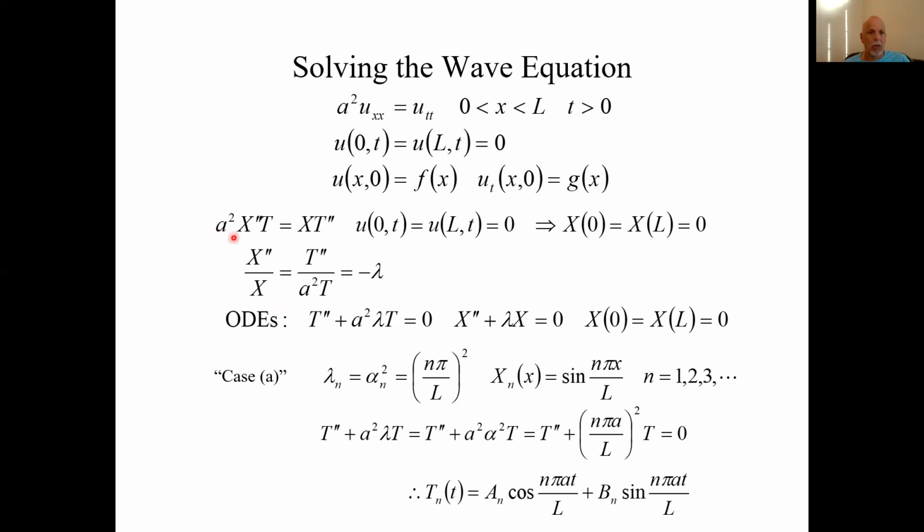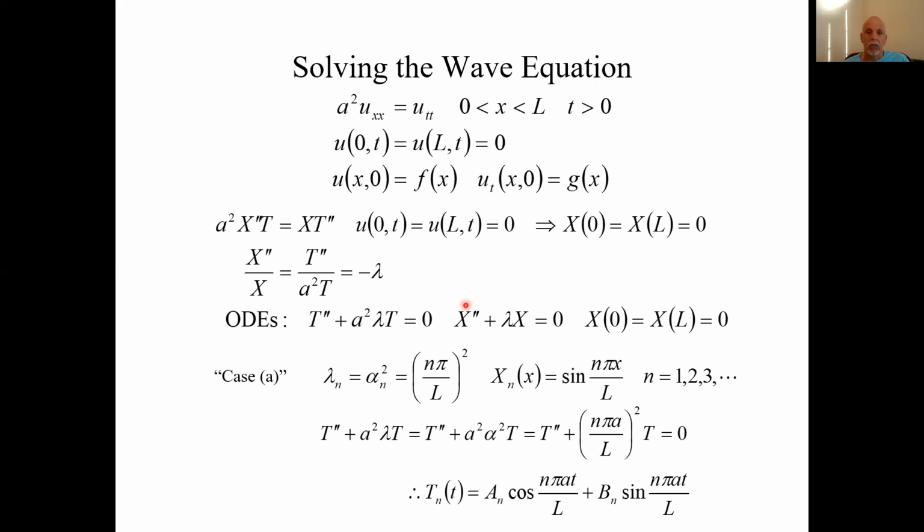We'll divide through by a squared X T, and we end up with this, all x on one side, all t on the other. For them to be equal, we set them equal to the same separating constant. I'll pick minus lambda so that I get this convenient equation with X. And we have those boundary conditions.